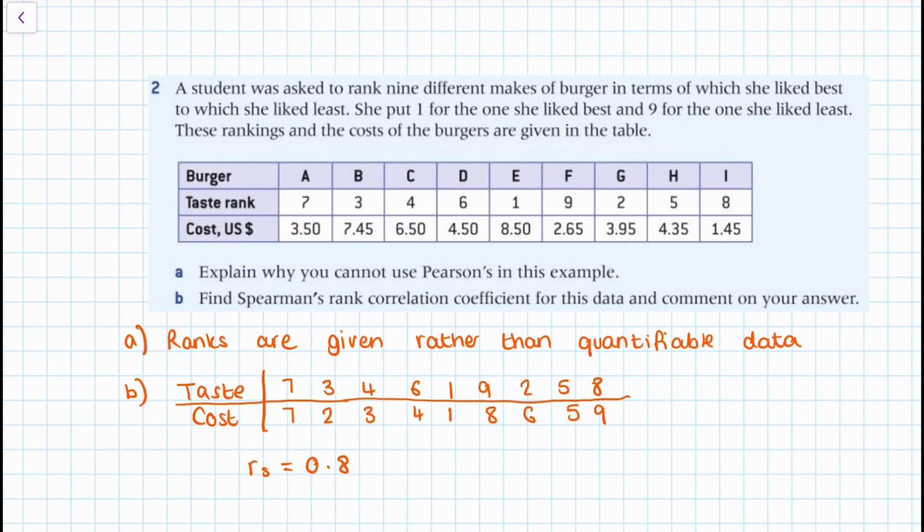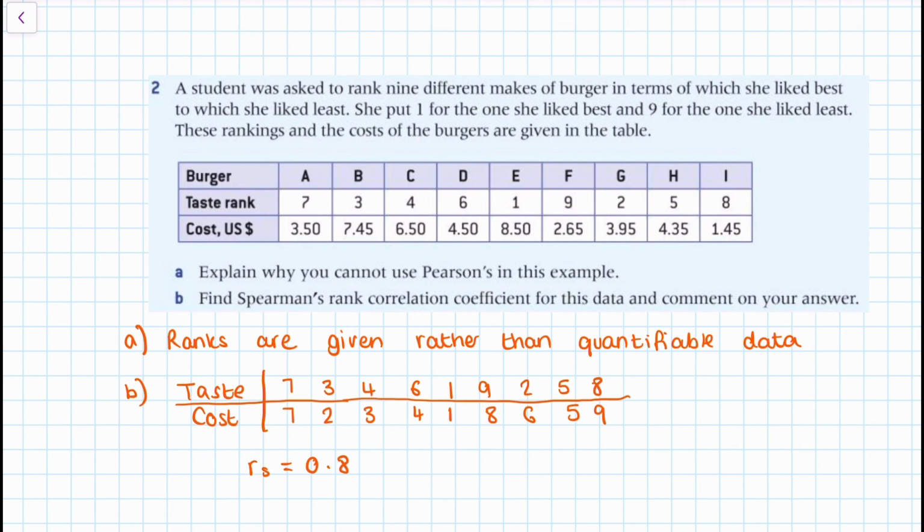Within this, with the taste, we don't actually need to re-rank because they've already been ranked. One is the best, which would be the highest if we think about it that way, and 9 is the one she likes the least, so she's already ranked that. Then we have to do that with the cost. The one that costs the most is number 1, and then we work our way down to the one that costs the least, and you can see I've already done that here.